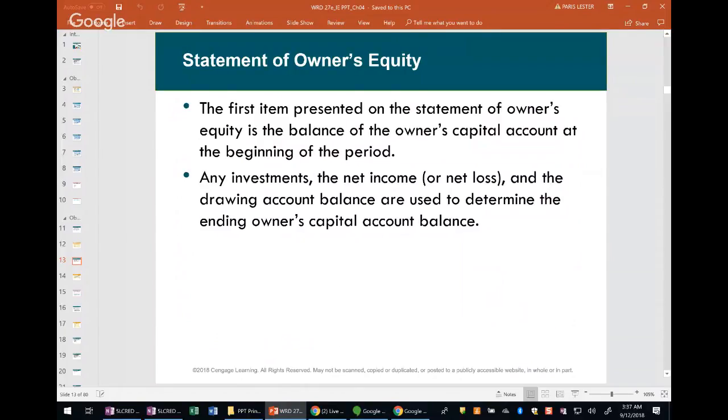Statement of owner's equity, you'll have that tonight. You start off with the beginning owner's capital account, you add net income, and you subtract drawing, and you get the ending balance.